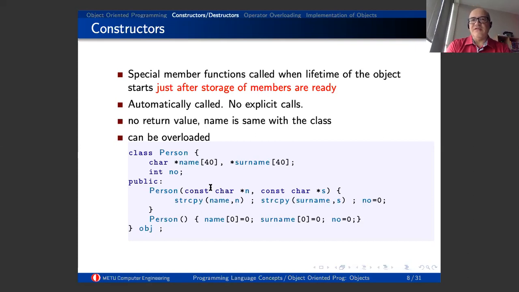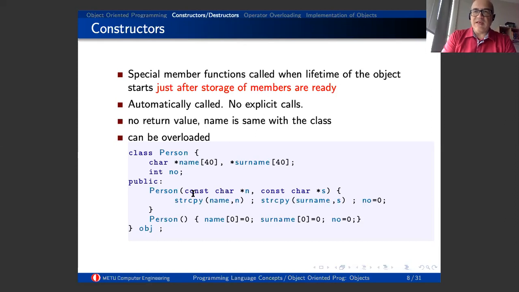Explicit calls of constructors do not make any sense. They only create a temporary object, which we are going to talk about later. So we don't usually call constructors explicitly. They don't return a value, so you shouldn't use a return expression within them. In the syntax also, there is no return value because they don't return anything. They update the currently created, allocated object.